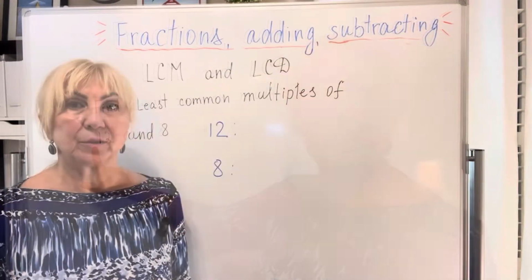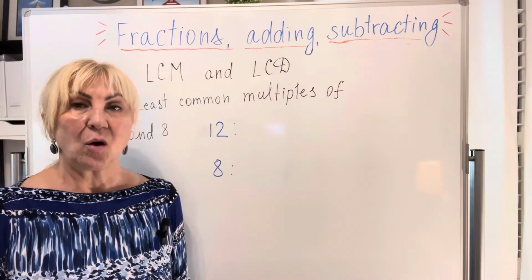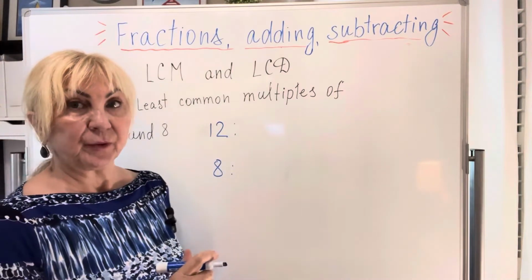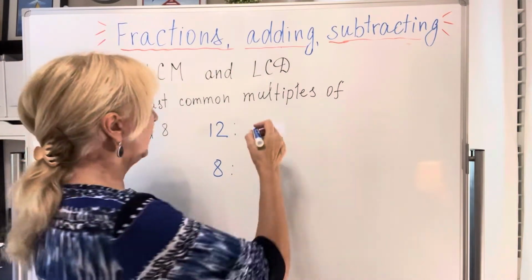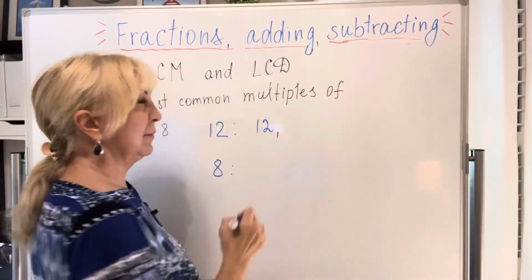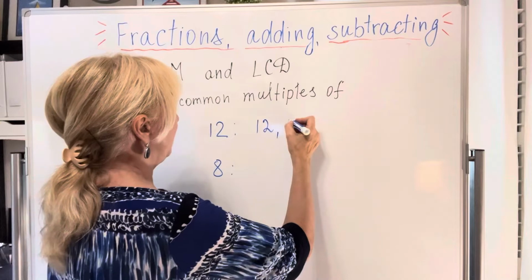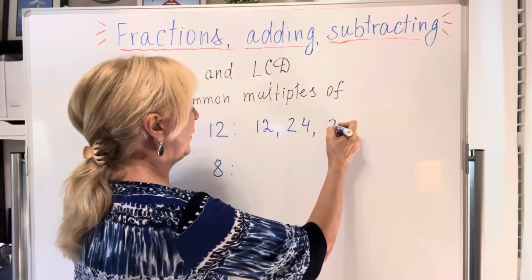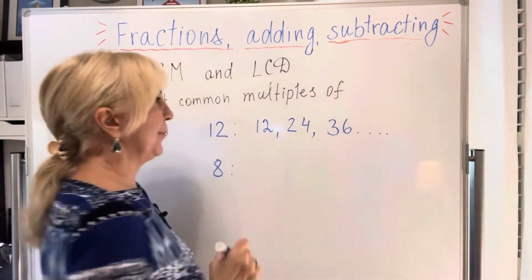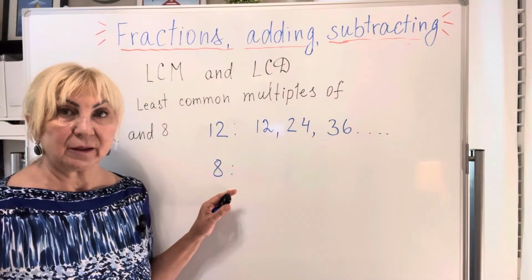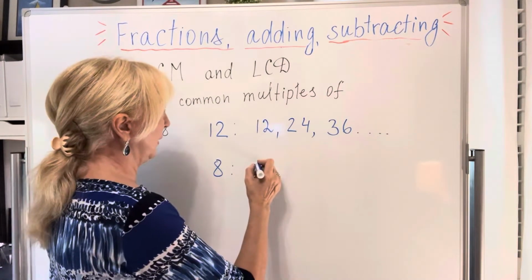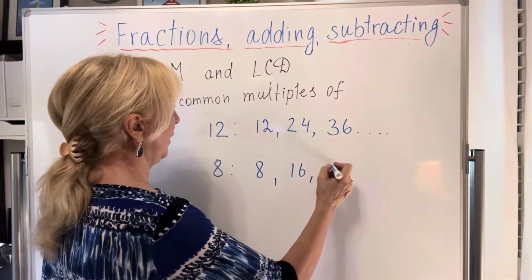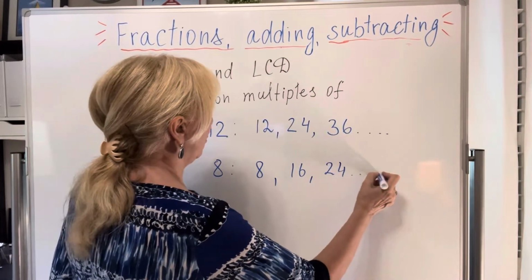So we have two numbers. First, we're going to list the multiples of the first number, 12. The first multiple of 12, 12 times 1, is 12. 12 times 2, the next multiple, is 24. 12 times 3 is 36, and so on. Now let me work out the number 8. The first multiple, 8 times 1, is 8. 8 times 2 is 16. 8 times 3 is 24, and so on.